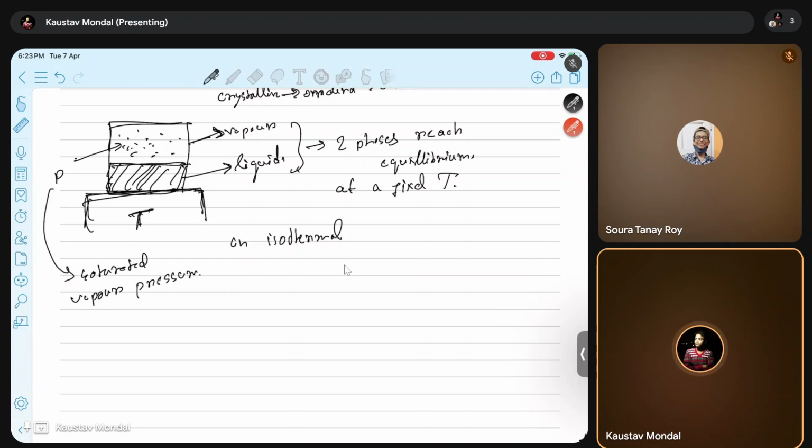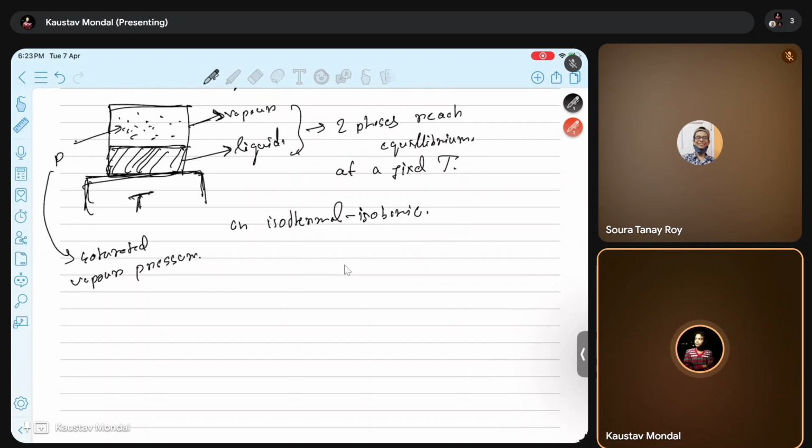So that means this pressure is constant, temperature is constant. So you can consider this an isothermal isobaric process. We already discussed that in the case of an isothermal isobaric process, the change in Gibbs free energy should be equal to 0. That is the condition for equilibrium.